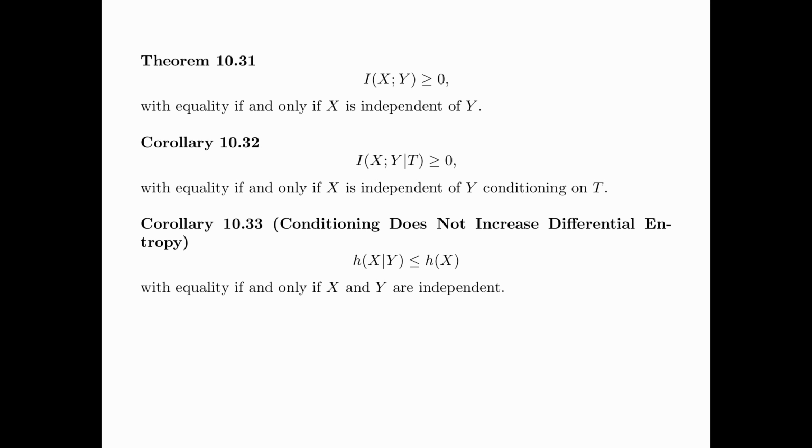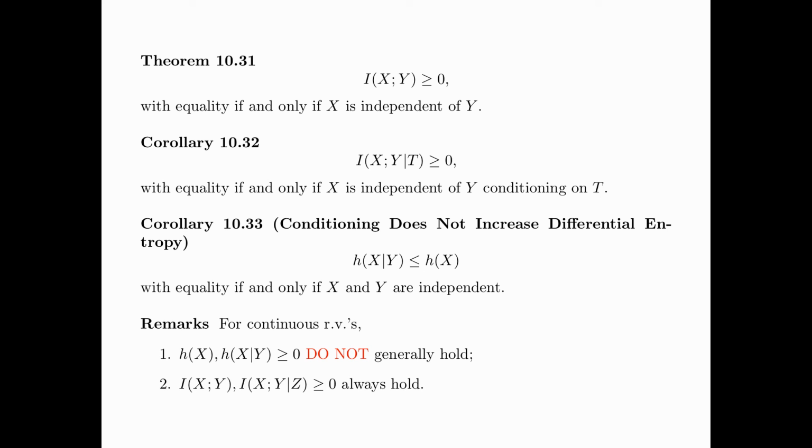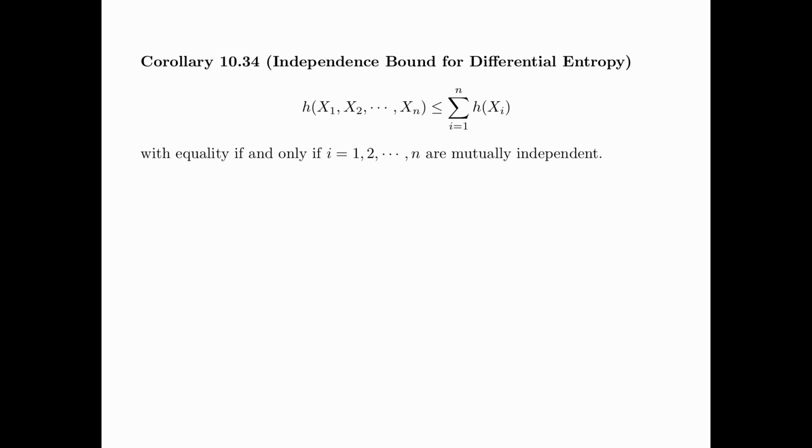The proofs of these results are very similar to the proofs of their discrete analogs, and so they are omitted. We only have to make a couple of remarks. For continuous random variables, differential entropy and conditional differential entropy are not always non-negative. However, mutual information and conditional mutual information are always non-negative. Another corollary is the independence bound for differential entropy, which has exactly the same form as its discrete analog.